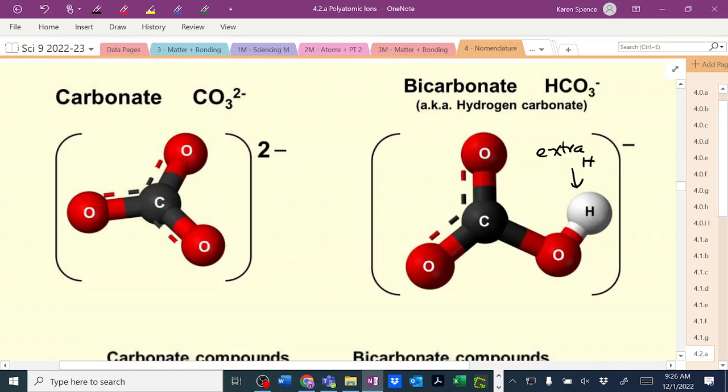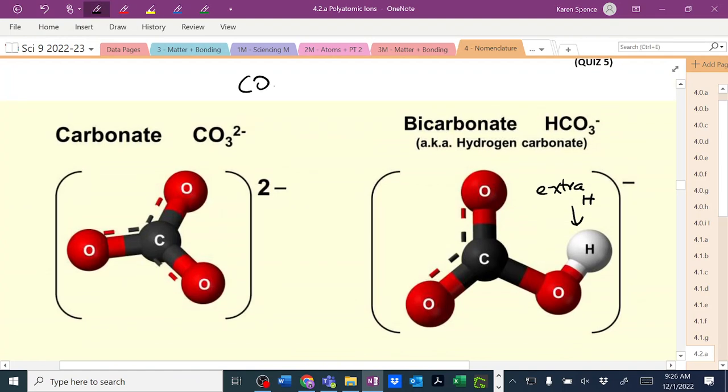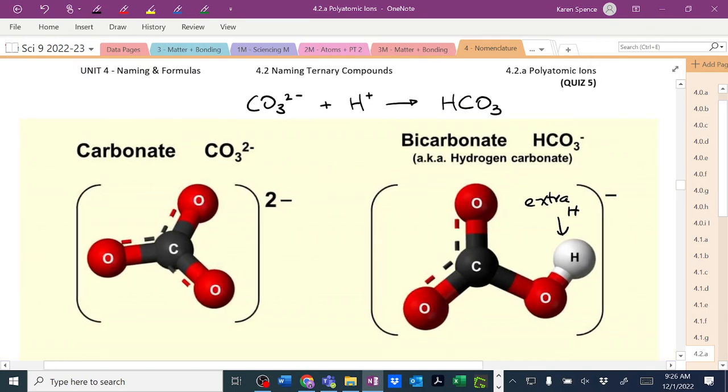And what happens is if we take a carbonate, CO3, 2-, and we add to it a hydrogen ion, we end up with the hydrogen attached to the CO3. And you'll notice that now we have a -2 charge and a +1 charge. What do we get if we have -2 + 1? That's -1, and so we end up with 1 negative here.